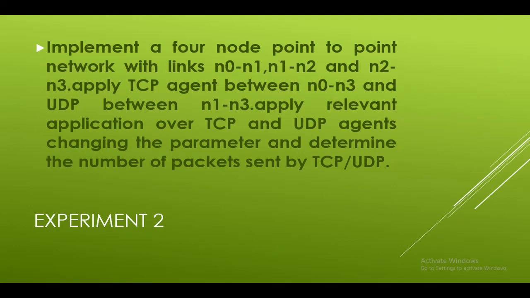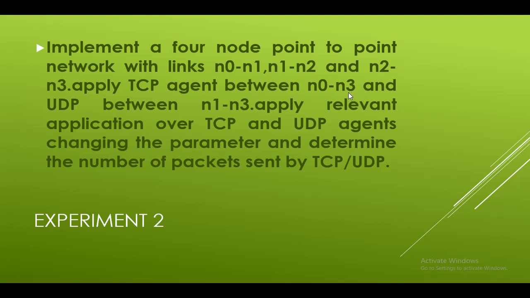Here we'll be trying to implement a point-to-point network with specific links mentioned here. That is, the first node is connected to the second node, so n0 to n1. This is just a numbering they have specified. Similarly, if I continue, n1 to n2 and n2 to n3, then we have to apply the TCP agent between N0 and N3.